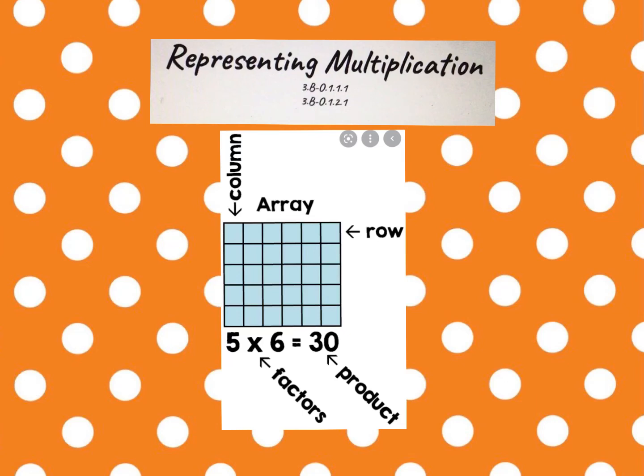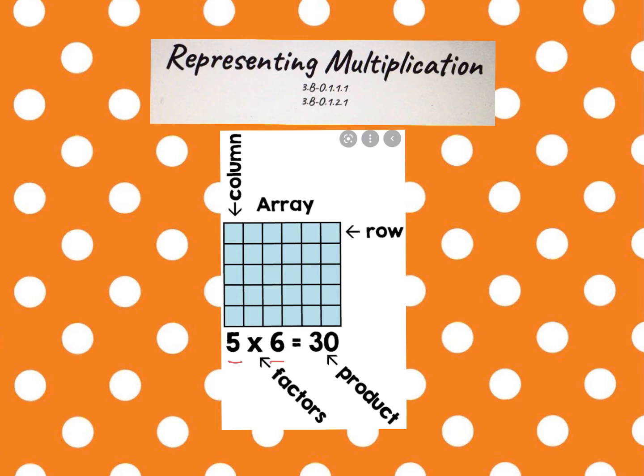Hey friends, today what we're going to practice is representing multiplication. We're going to review our vocabulary words first. So we have, first of all, the factors, like 5 times 6, and then the product is the answer, which is 30.